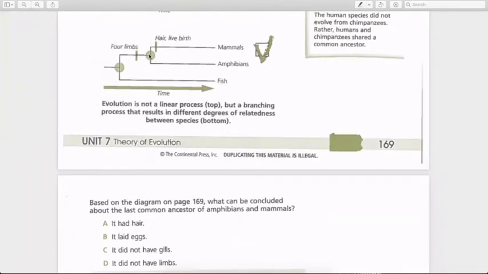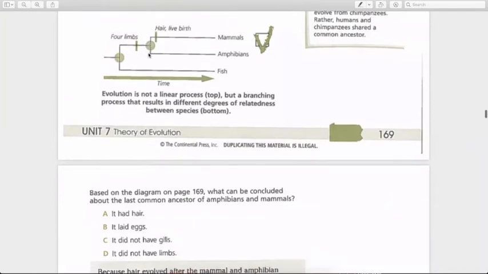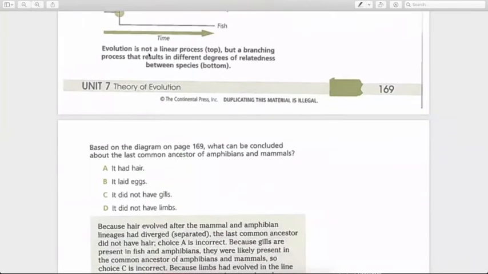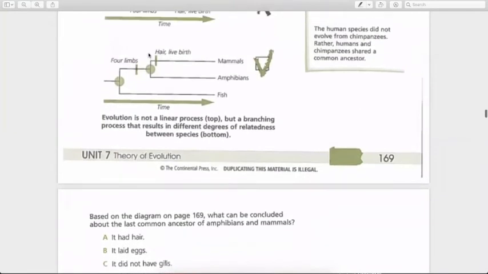This guy right here. It had hair. Well, no, because hair developed afterwards. It laid eggs. Well, live birth showed up afterwards, so back here would be eggs. That looks right. Did not have gills. I don't know if it's amphibious. It probably doesn't have gills. And did not have limbs. No, it had limbs. So let's see what the book says. I am going with it laid eggs.